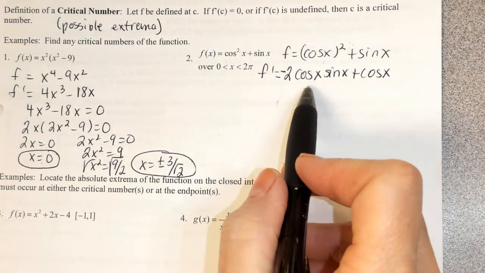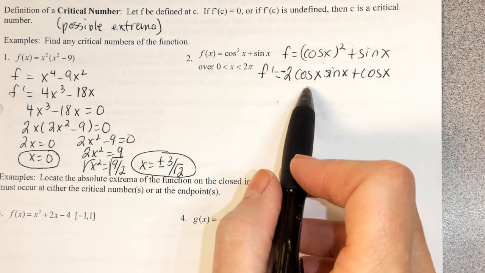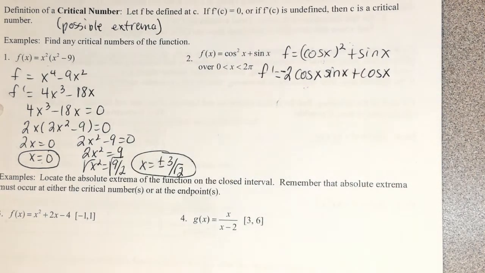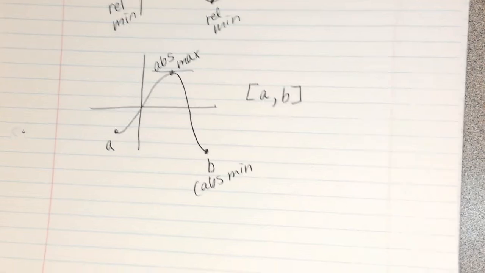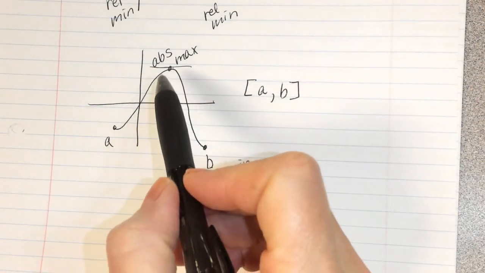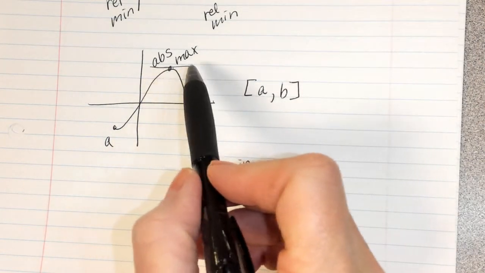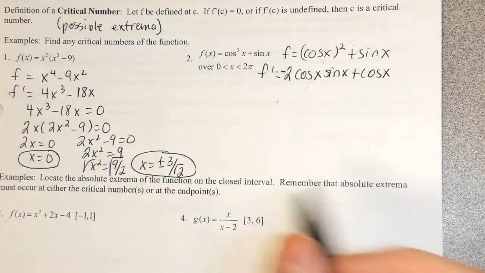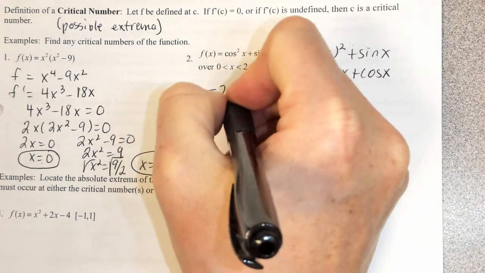What do I do after we found the derivative? What do I do with it to find critical numbers? Set it equal to 0. The reason we do that is because those high and low points are going to occur where the slope, the derivative, is 0. So I have to set this equal to 0.